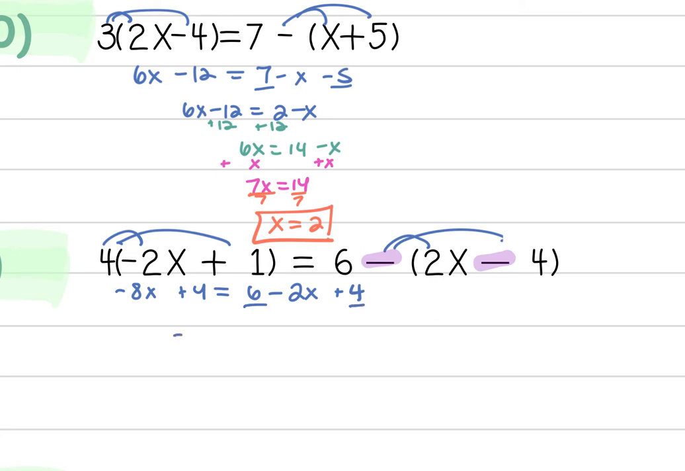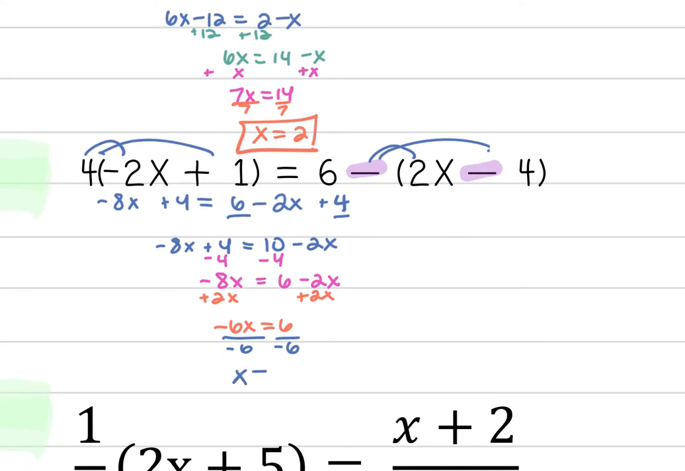Combine my like terms on the right, so negative 8x plus 4 would equal 10 minus 2x. Subtract the 4. Negative 8x equals 6 minus 2x. Add the 2x. Negative 6x equals 6. Divide by negative 6. And x equals negative 1. So again, it doesn't matter if you move the constants first or the variables first, as long as within the sides you're combining your like terms before you do any of those moves.